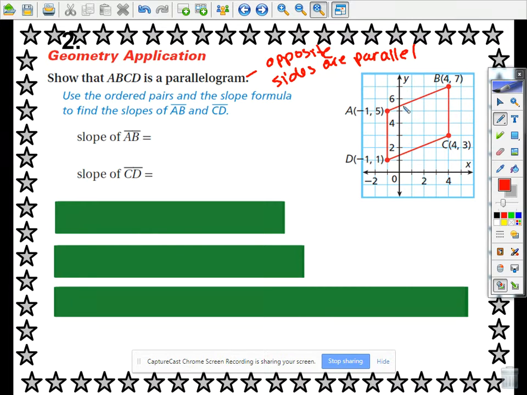I'm just going to take the shortcut and say I'm going to rise 2 and run 1, 2, 3, 4, 5. So I rose 2 and I ran 5. The slope of CD, I'm going to rise 2, run 1, 2, 3, 4, 5. So I know that the opposite sides of AB and CD are parallel.